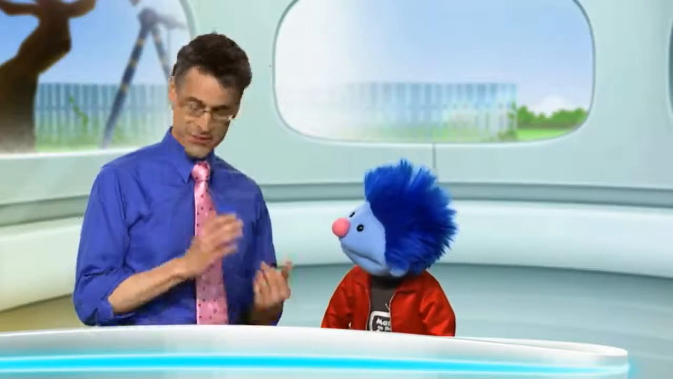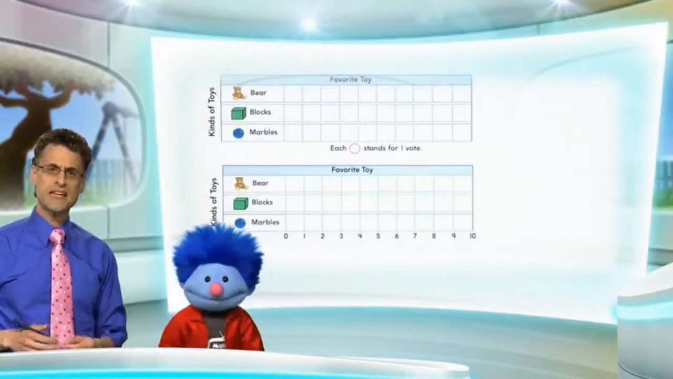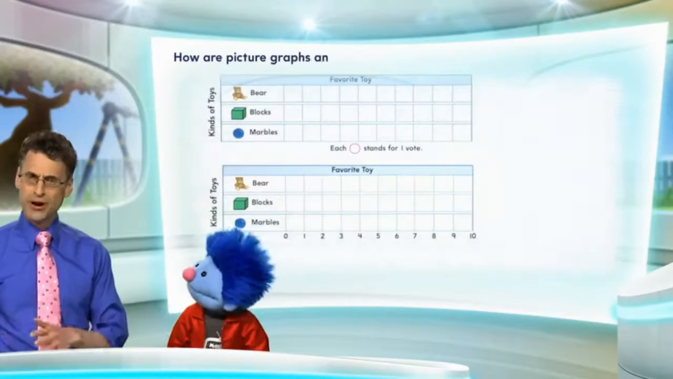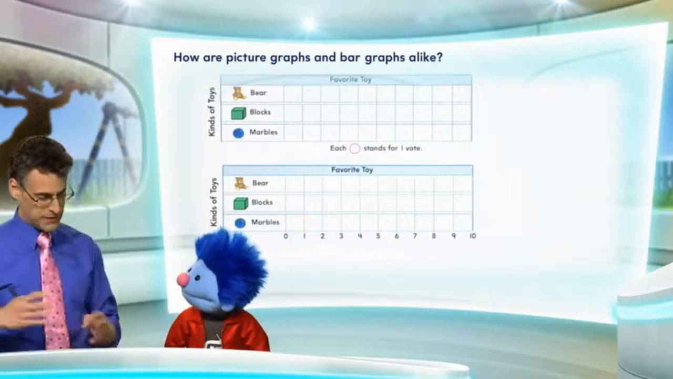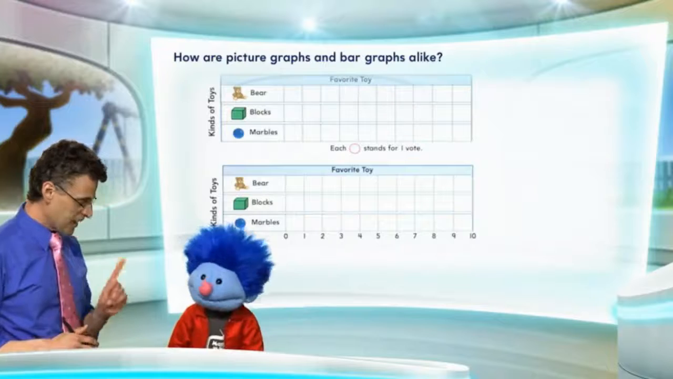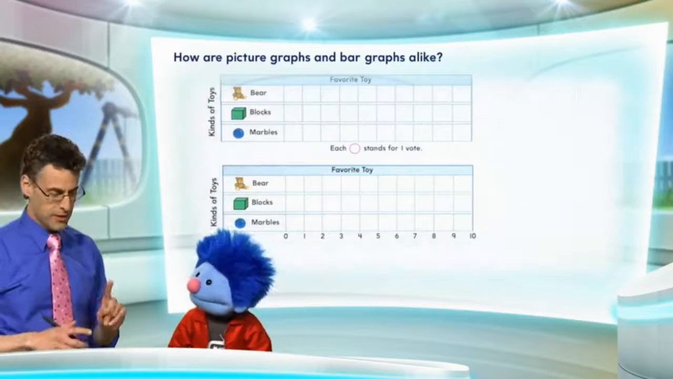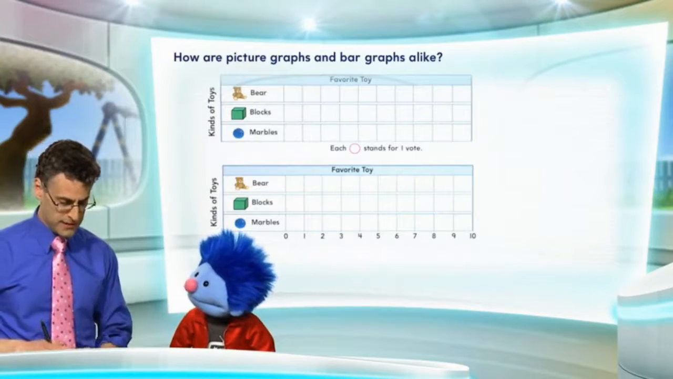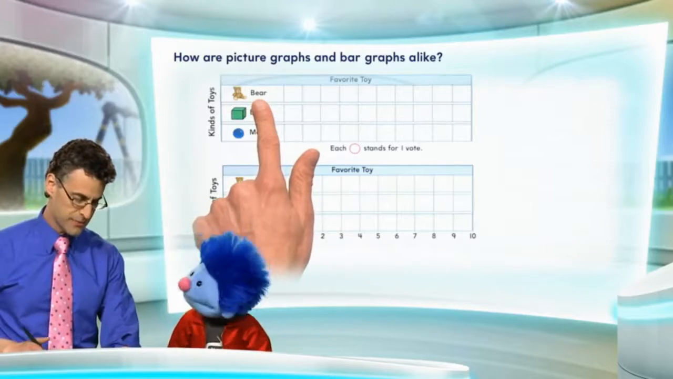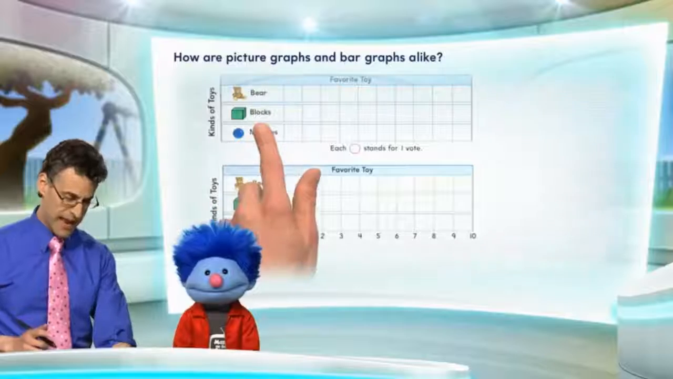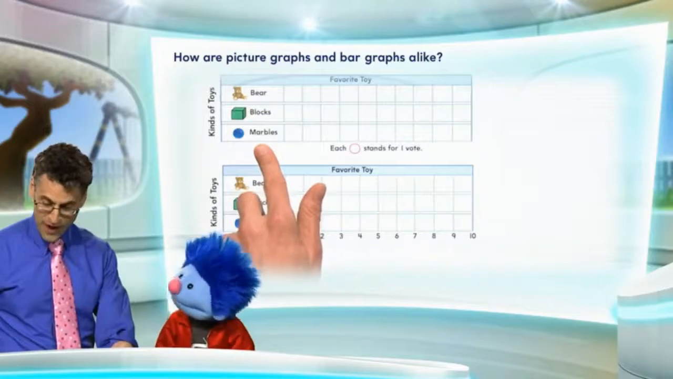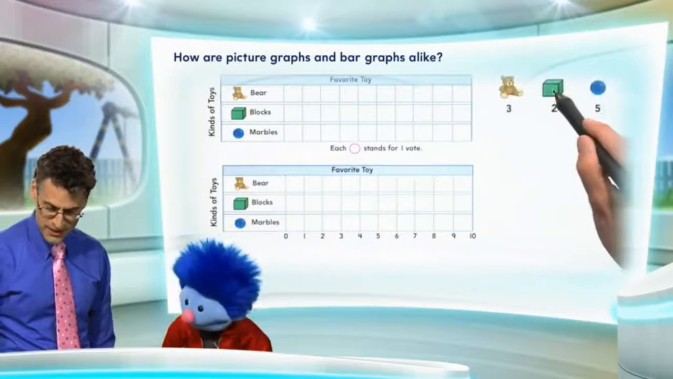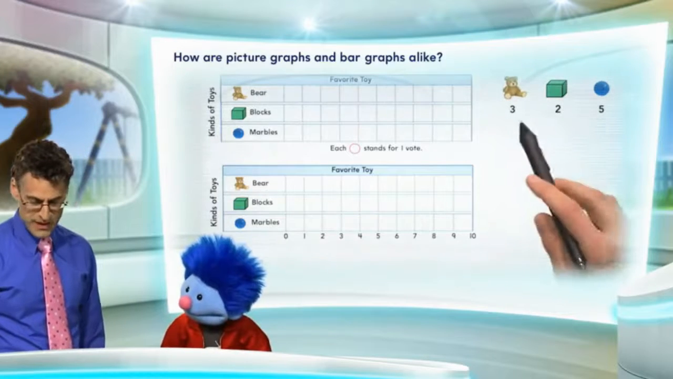Well, it's all math, so let's take a look at it together and see if this helps you. Okay, so let's see how picture graphs and bar graphs are alike. Now, remember when I asked you to ask some of your friends about what their favorite toys are? Yes, I did that. Okay, so now I want to know what they said. How many of your friends voted for the bear as their favorite toy? 3. And how many said blocks? 2. And how many said marbles? 5. Okay, so what we see here is 3, 2, and 5.